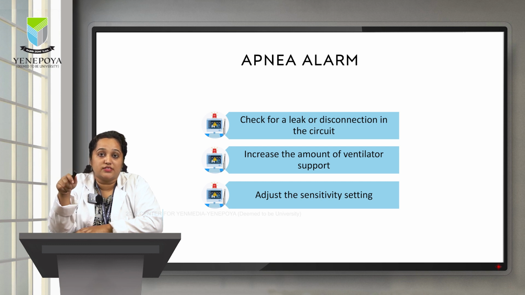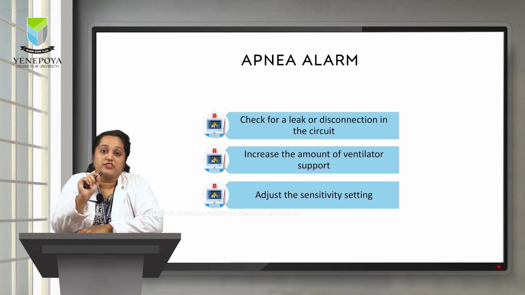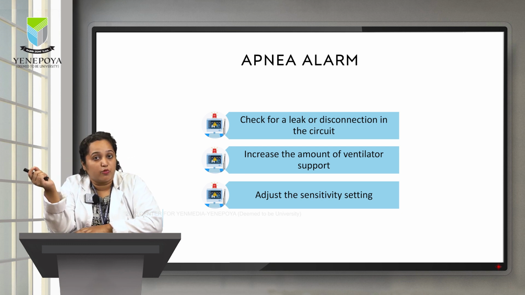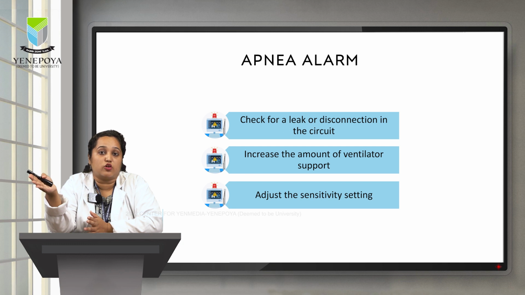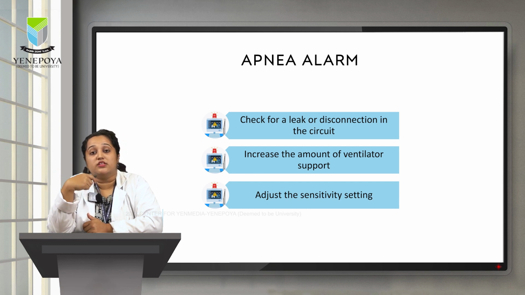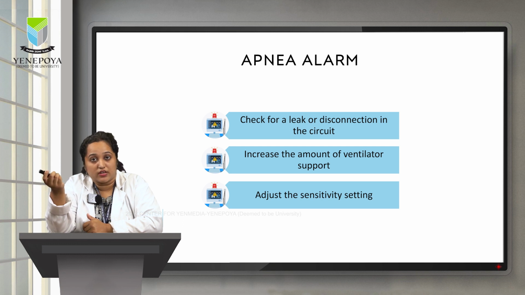So what is going to happen is the ventilator is going to detect whether the patient is breathing or not, and if for a straight 20 seconds it detects that the patient is not breathing, that means the ventilator is going to go to the backup mode that you have set. So the first thing that needs to be checked is a leak or disconnection in the circuit. If there is disconnection, even though the patient breathes, the ventilator is not going to sense. So check whether there is disconnection or any leaks. Increase the amount of ventilator support. Maybe the support that you are giving to the patient is not enough. Due to that, the patient might be going into apnea.